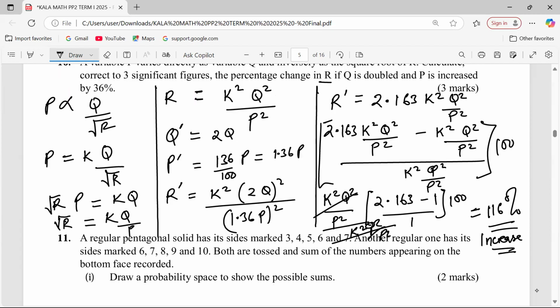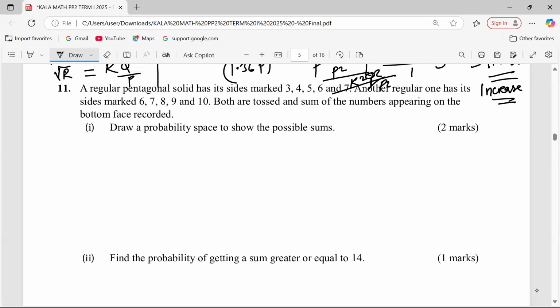116% increase. That way. Number 11, very good question. We are told that a regular pentagonal solid has its sides marked 3, 4, 5, 6, 7, and another regular one has its sides marked 6, 7, 8, 9, and 10. Both are tossed, and the sum of the numbers appearing on the bottom face is recorded. Part 1. Draw a probability space to show the possible outcomes.